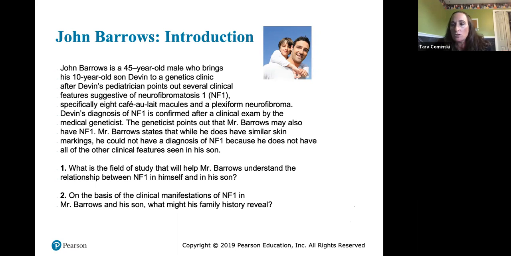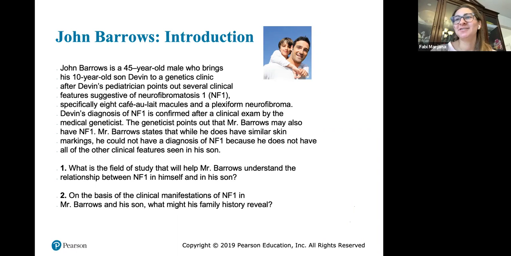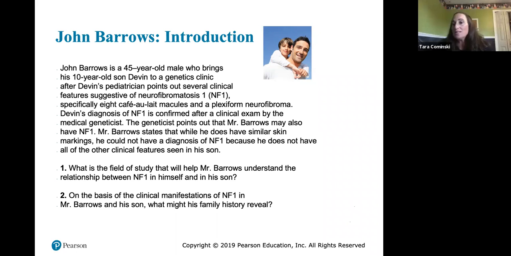What's an example of an autosomal recessive disease? I give the same example all the time. Cystic fibrosis? Yeah, cystic fibrosis. In this case, this is autosomal dominant, but cystic fibrosis is an autosomal recessive disease, meaning you have to be homozygous recessive to have the disease. For this type of disease, you only need that one dominant disease allele.